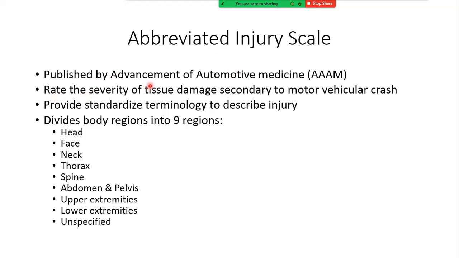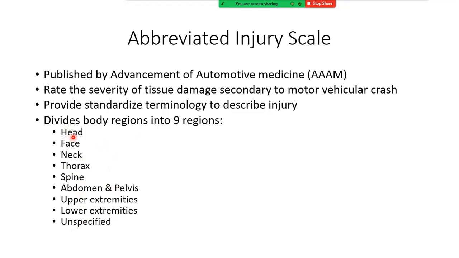Secondly, it rates the severity of tissue damage secondary to motor vehicle crash. It provides a standardized terminology to describe injuries. So what they did is this AIS by AAAM divided the body into 9 different regions, which are head, face, neck, thorax, spine, abdominal and pelvis region, upper extremity, lower extremity, and unspecified. For each body region, like for head they have one chapter, for face one chapter, for neck one chapter. This is how they have classified their injury scales.